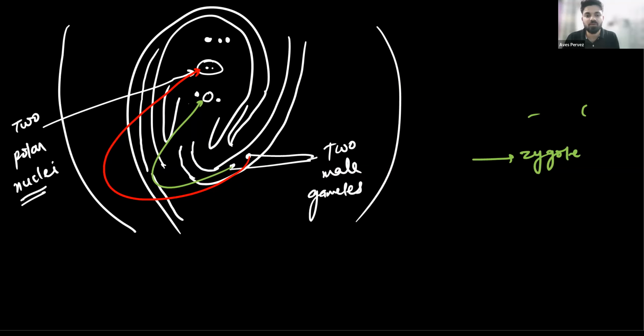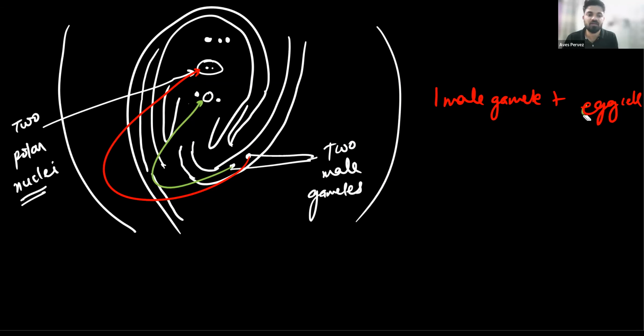So when one male gamete fuses with the egg cell, it gives you zygote. It will give you zygote.